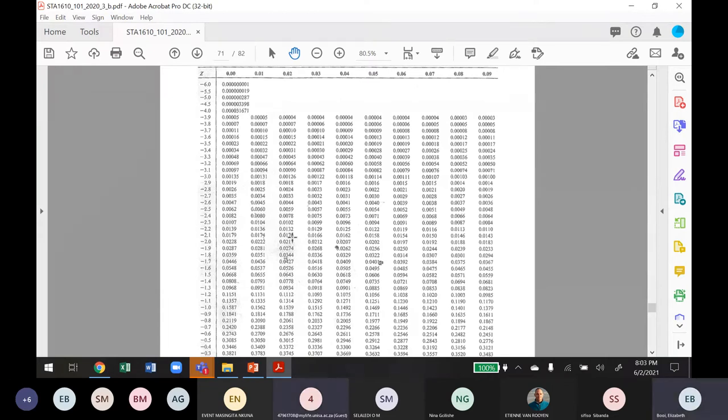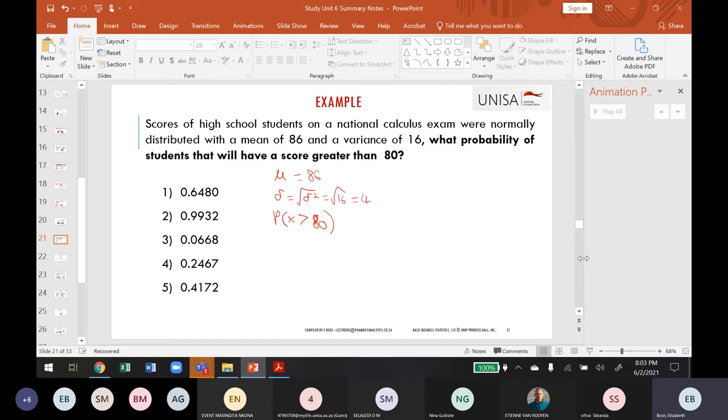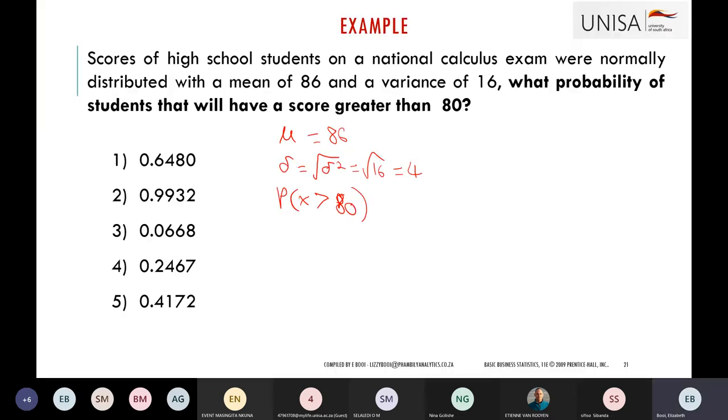Are we done? Yes. Okay, so let's see. So you're saying your probability is 0.9332. Okay. Let's work it out together. We know that we're looking for the probability of Z less than X minus the mean divided by the standard deviation. Probability Z less than, what is our X value?